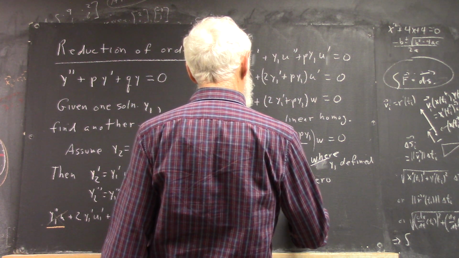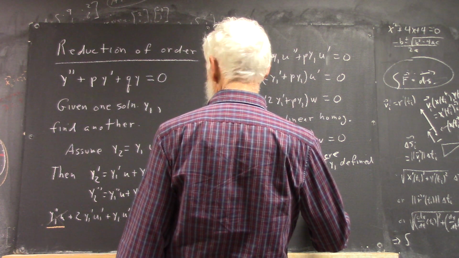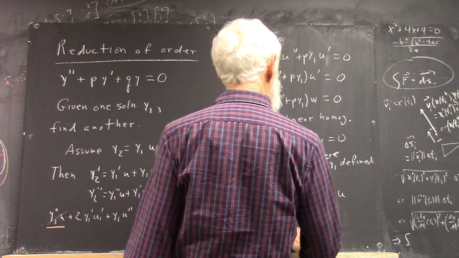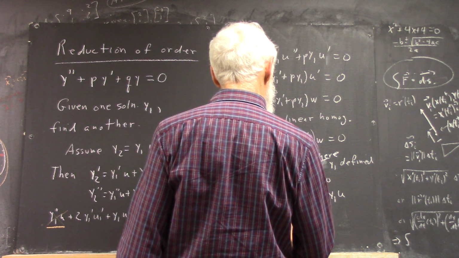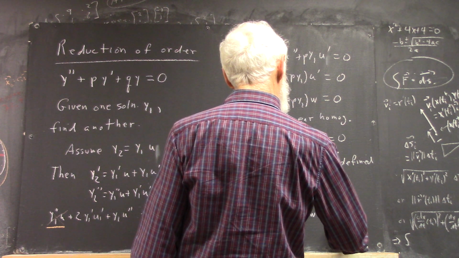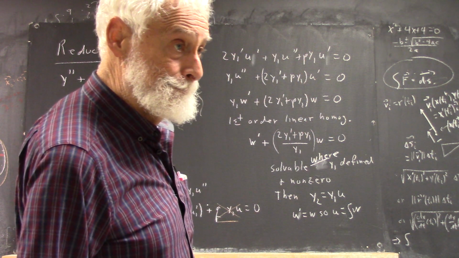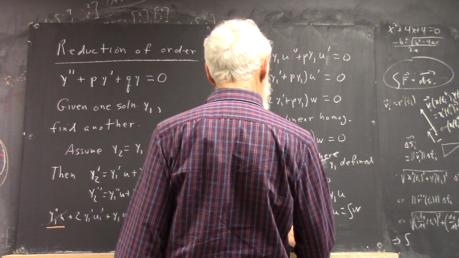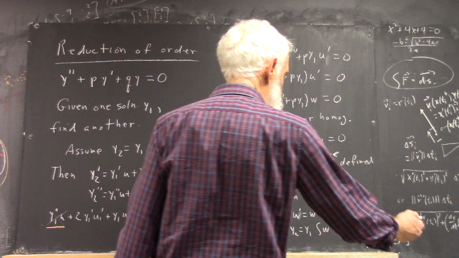So to complete it then, y2 is y1 u, and u prime equals w, so u is an antiderivative of w, right? Okay? And then y2 equals y1 times an antiderivative of w with respect to whatever your variable is.